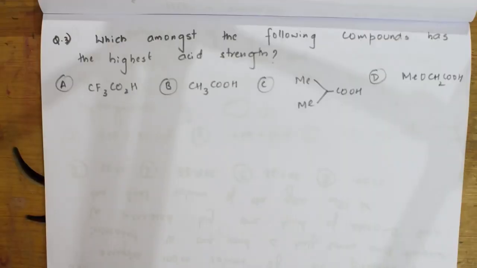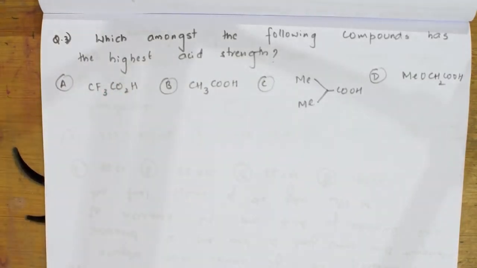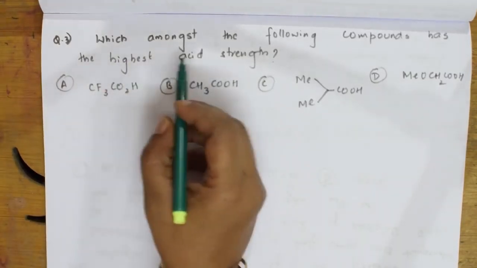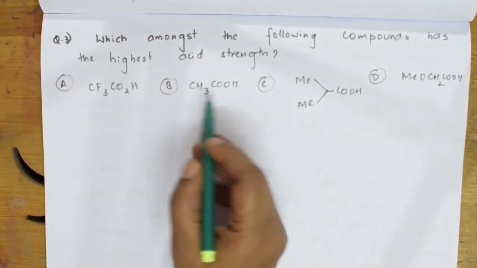Now let's read the third question. Gradually I'll be going into the difficulty level. Let's read this. What do they give us? Now this is an organic question. Let's see. Which amongst the following compounds has the highest acidic strength?